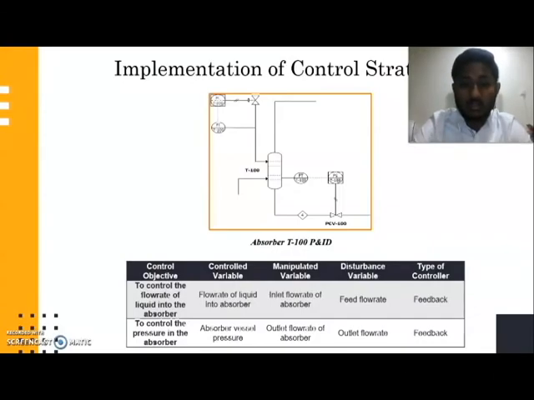Next is the absorber T100. The control objective is to control the flow rate of liquid into the absorber and also to control the pressure in the absorber. The type of control we use here is feedback as well for both. So what is done here is that the flow rate of liquid into the absorber and also the absorber vessel pressure are measured, and the inlet flow rate of the absorber and outlet flow rate of the absorber are adjusted to meet the desired set point.